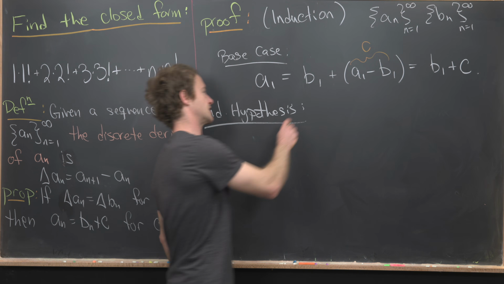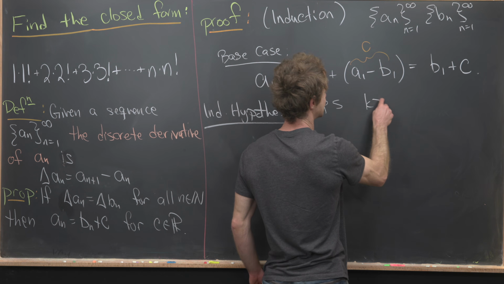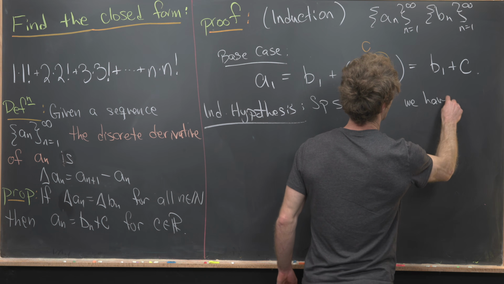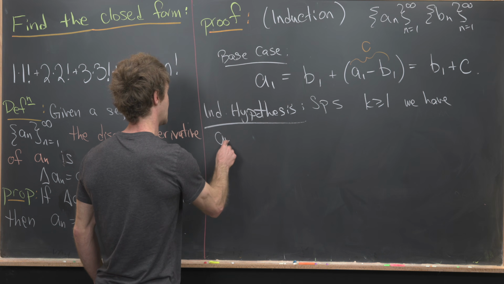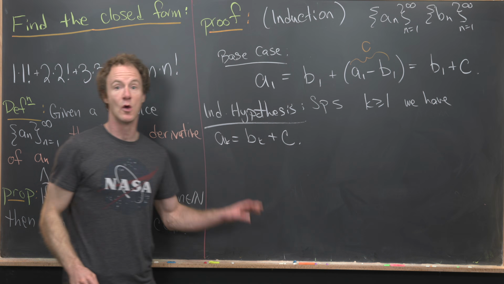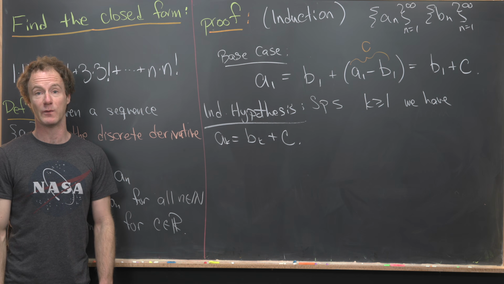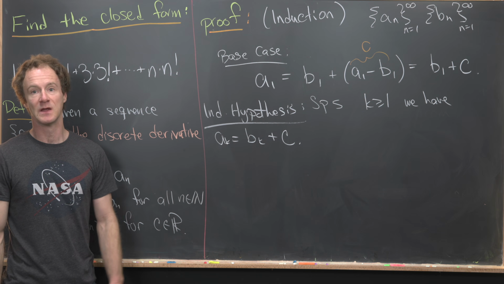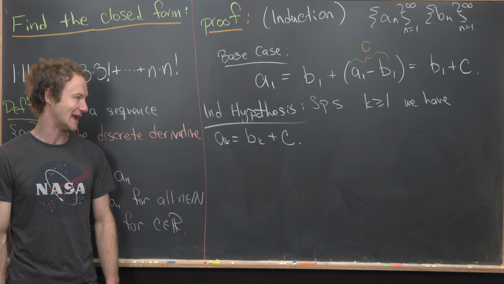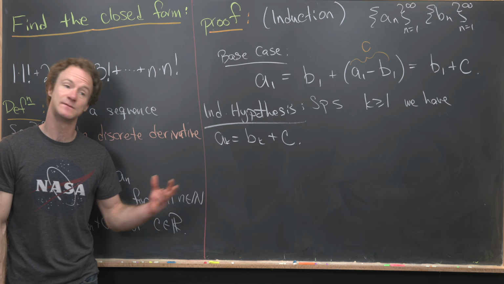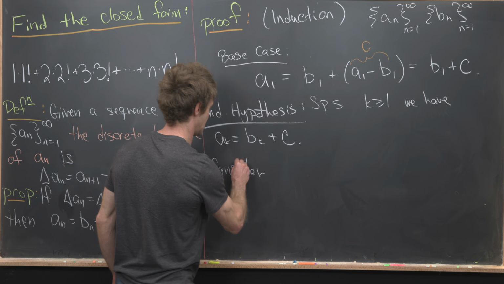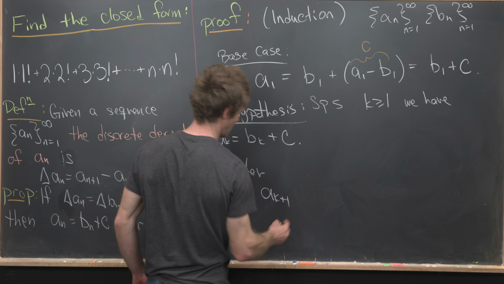In other words, we want to suppose for some k bigger than or equal to 1, we have a sub k equals b sub k plus a constant, where that's the constant that we defined up there. And now we want to consider the next case. In other words, we want to consider the a k plus 1 case. So let's do that. So consider a sub k plus 1.